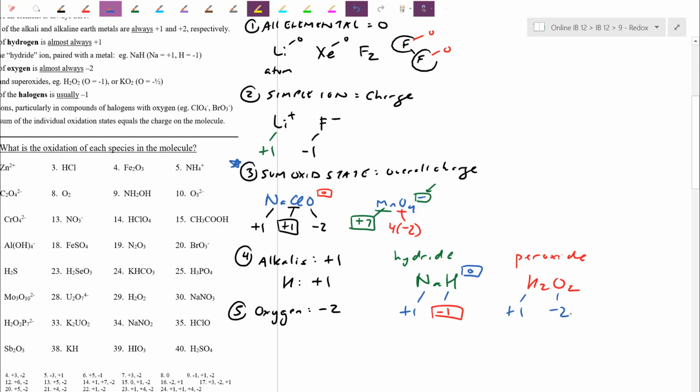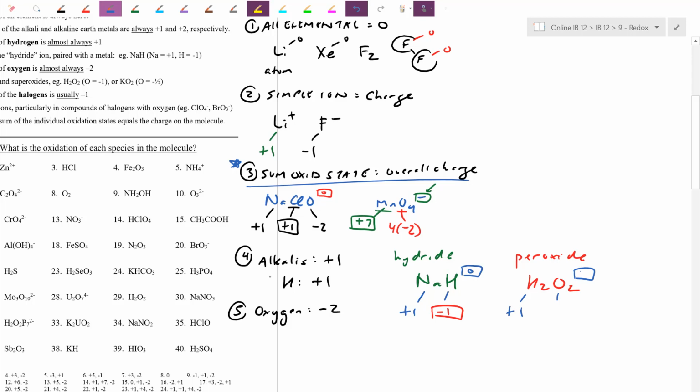Well, what's the problem? Well, 2 times +1 is +2. 2 times -2 is -4. 2 minus 4 gives you an overall -2, and yet this compound here is neutral. Again, because this sum rule came first, we're going to obey that rule there. And what we're going to do, the hydrogen rule came first, so we're going to keep hydrogen as +1.